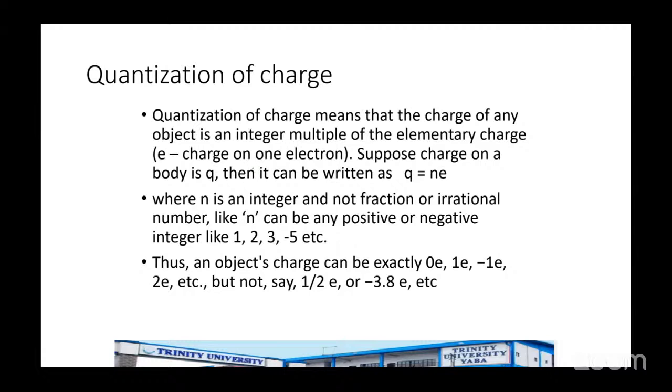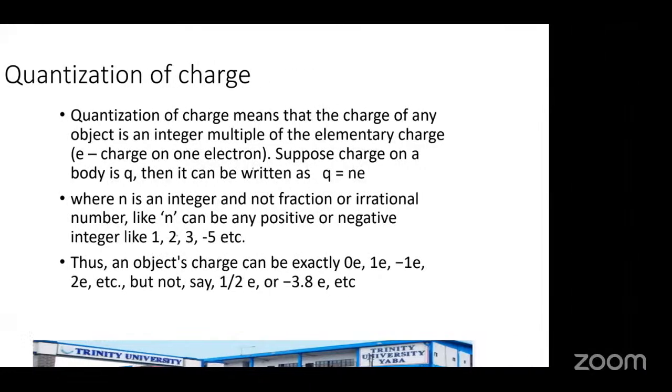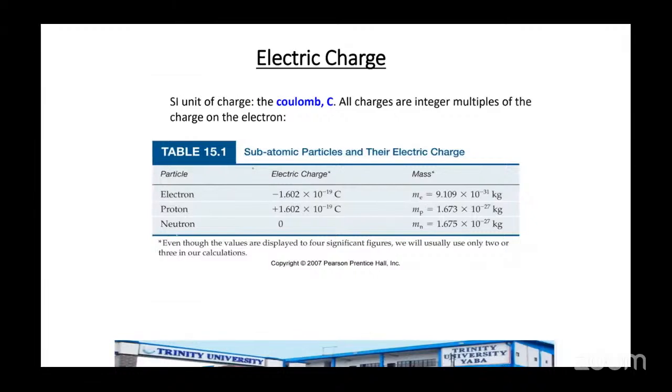So we can have one charge, two charges, three charges, minus three charges, minus five charges, and so on. We cannot have 1.5 charge or 3.2 charge or 3.8 charge. We cannot have fractions; they must be an integer. So that is what quantization of charge is about. These are some constants that you need to know while studying electrostatics.